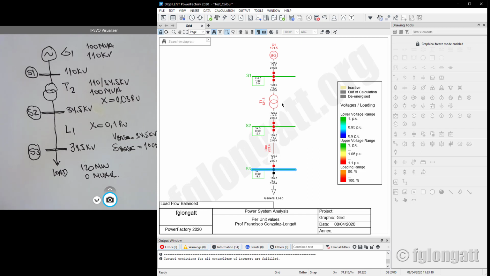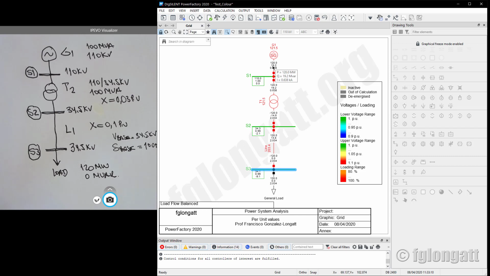But where my students are talking about red color means that we have an overload condition, because if you look over here, red means 100, orange means 80, anything above 100% means a very bad overload. And you can see over here, for instance, this is the case.